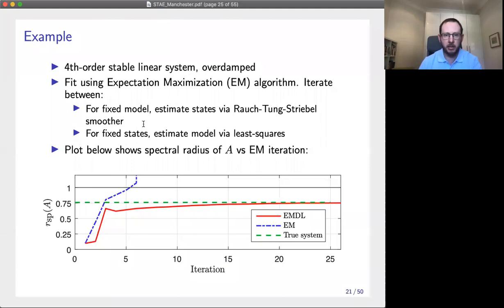and then fixing states and estimating the model. And as we iterate back and forth between those, we can see the blue line here shows how the spectral radius evolved for the standard EM algorithm without any stability constraints, and it rapidly goes up above 1. So you quickly find unstable models, and it actually never finds a stable model again. Whereas with our condition here, don't worry about that acronym, it stays below 1 and actually converges to the spectral radius of the true system that was used to generate the data.